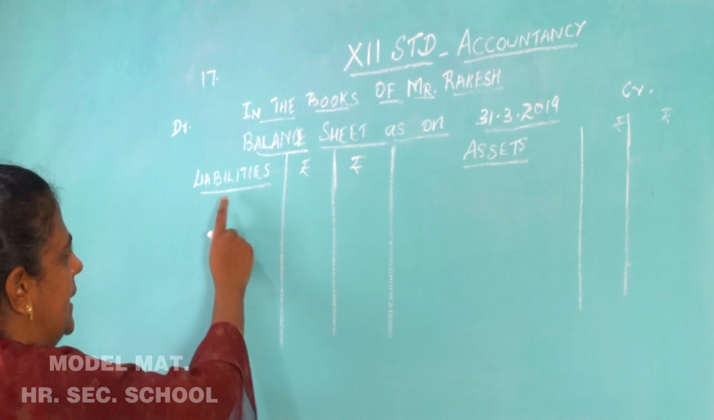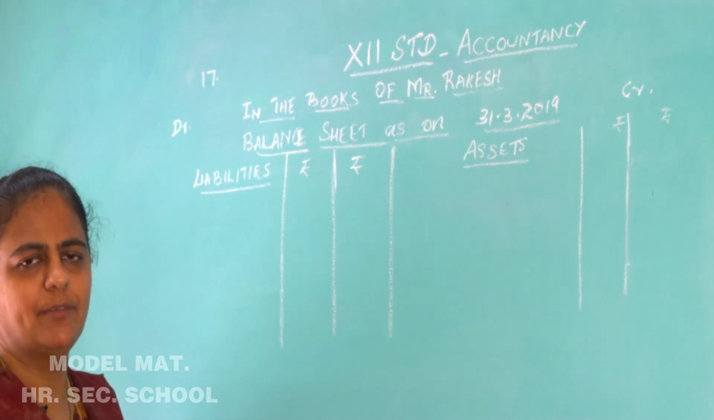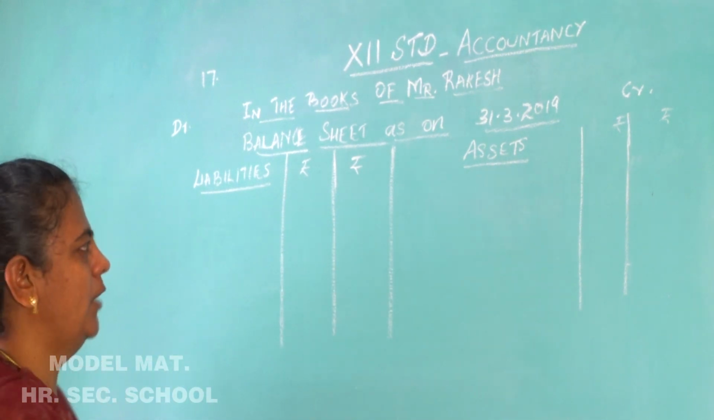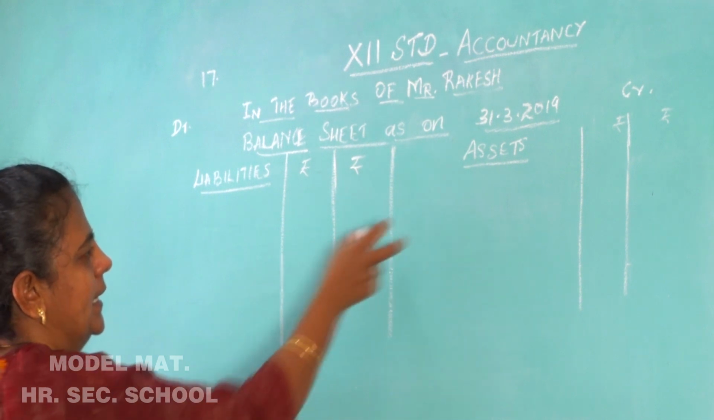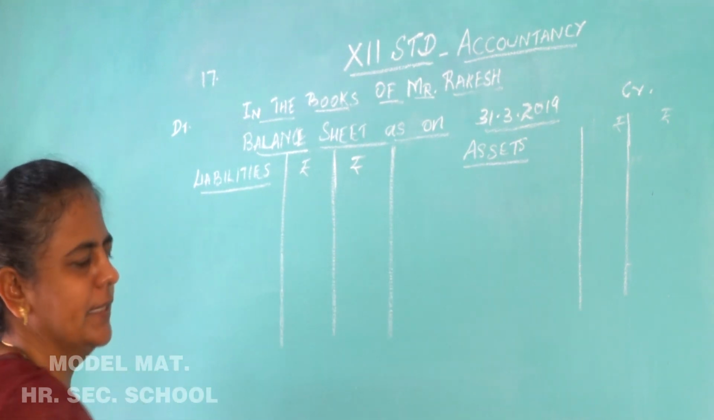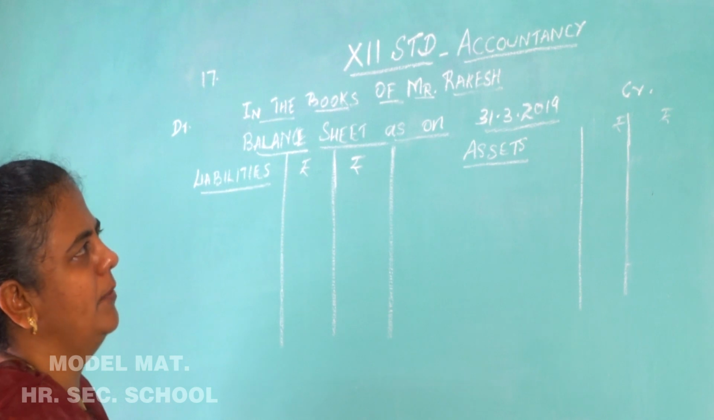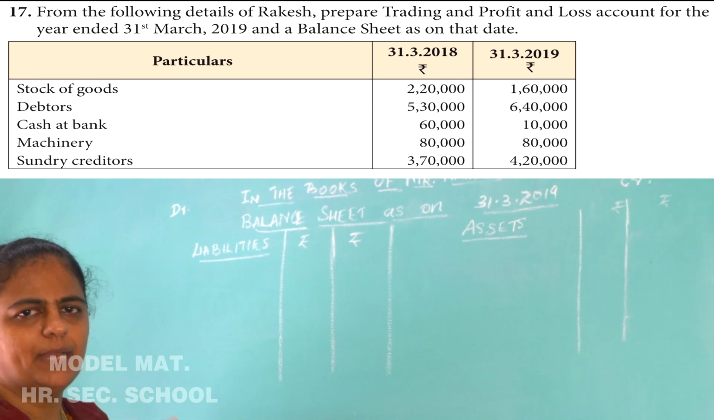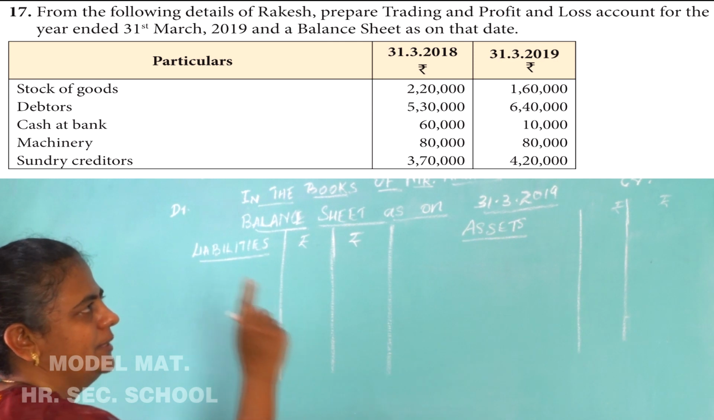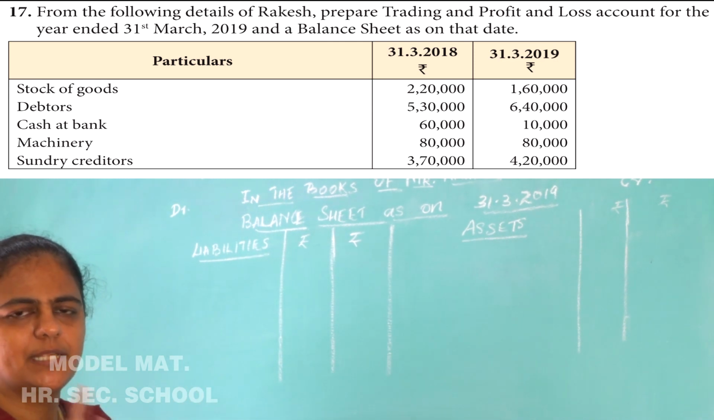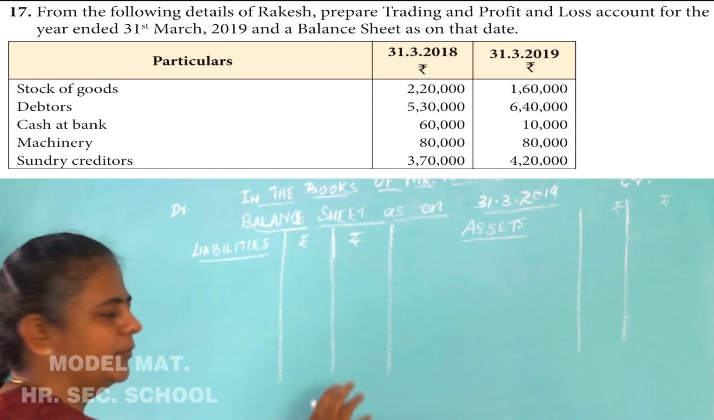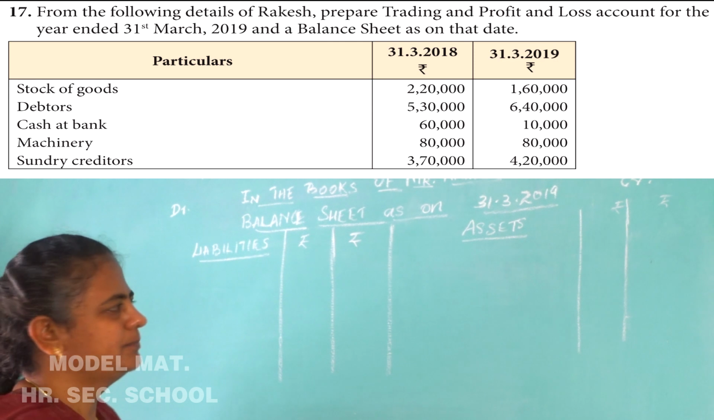What are liabilities? Liabilities are what we owe, what we have to pay to others. Assets are what we own in the business. So, now you find out what are the liabilities and what are your assets and prepare the balance sheet. Now, look to the question. Two balances are given. One is the opening balance at the beginning, and the balance at the end is given. When you are preparing the balance sheet, always use the balances given at the end, that is 31/3/2019, and put them in the final balance sheet.